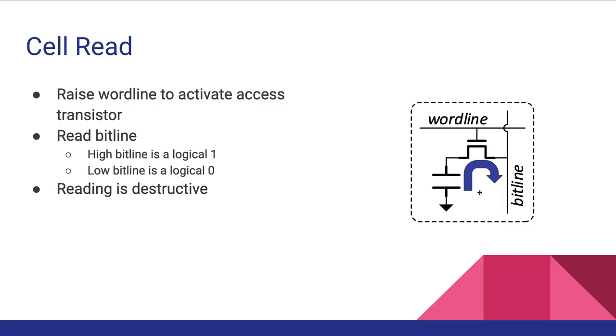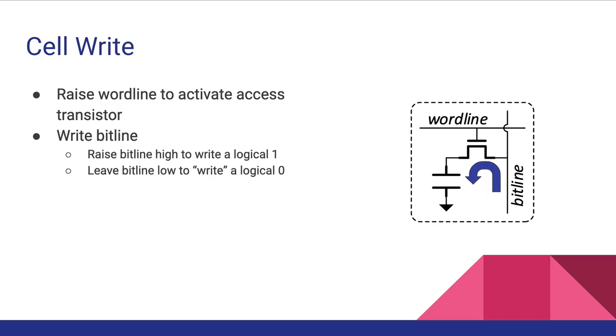If the bit line voltage is high after the transistor is activated, then we know that the capacitor was storing a charge, and that was a logical 1. If there is no voltage on the bit line, or it's low, then that charge was not being stored on the capacitor, and that's a logical 0. Every time we do a read, we consume the charge that was stored, so reading is a destructive behavior. We'll see how we can get around that later.